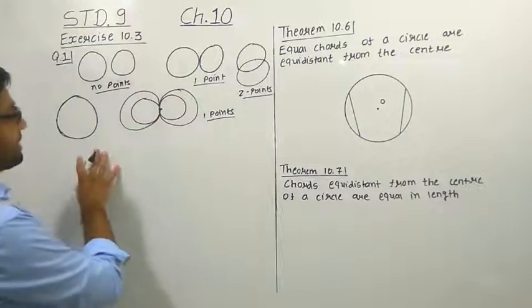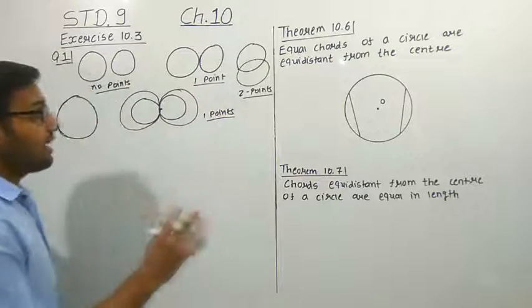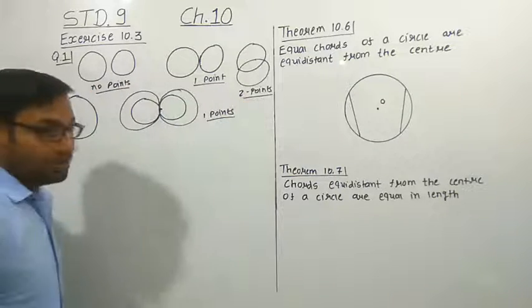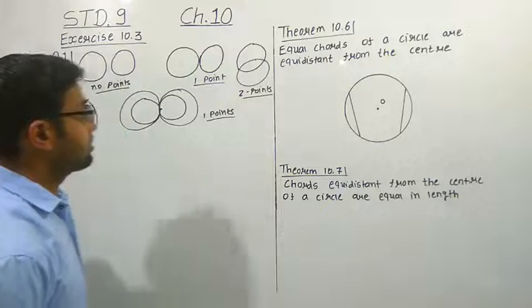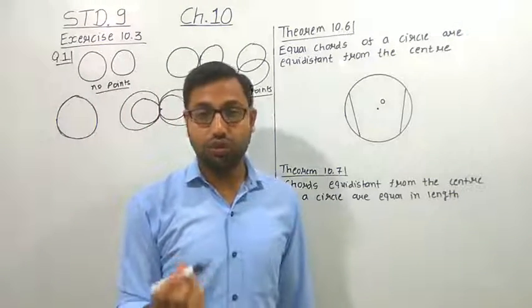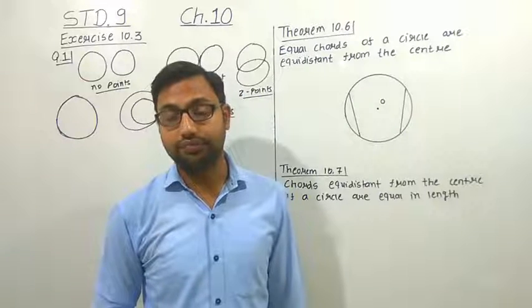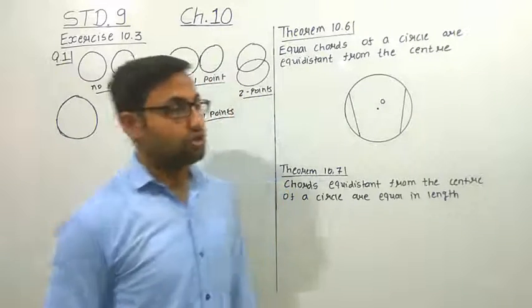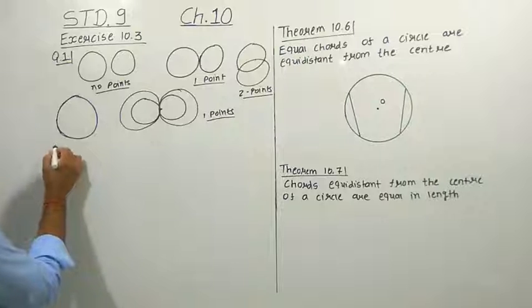So if the two circles are not congruent, then we get a maximum of 2 points that are common between two circles. Okay, you can also try to draw this kind of pair, and you can find out how many points you get as common points. Okay, so now let us study question number 2.